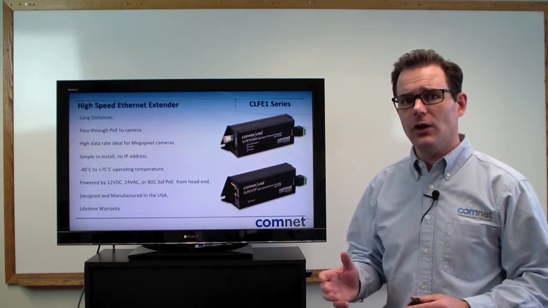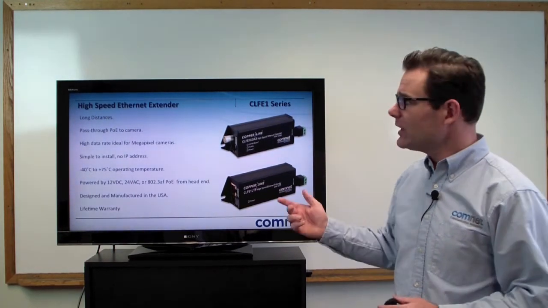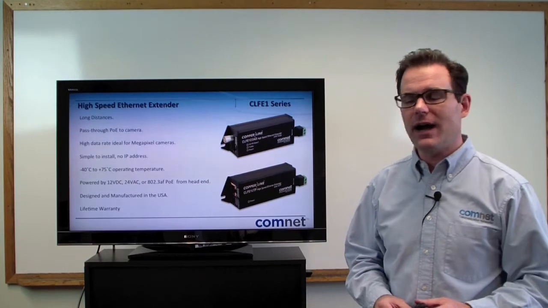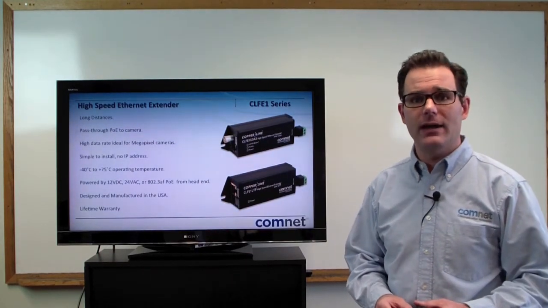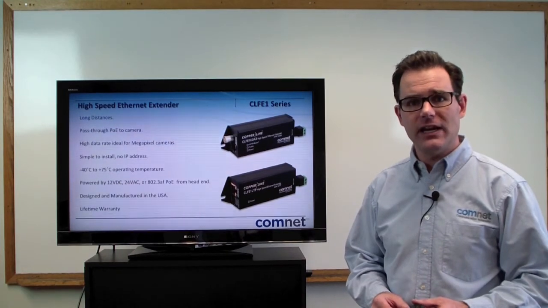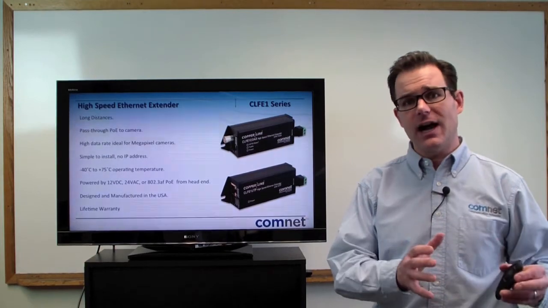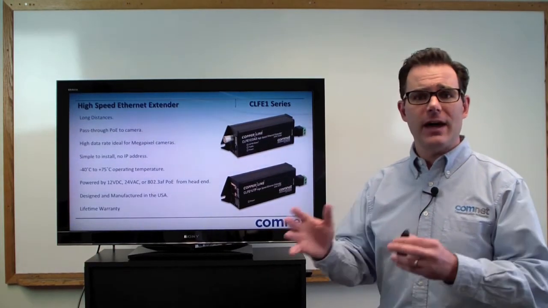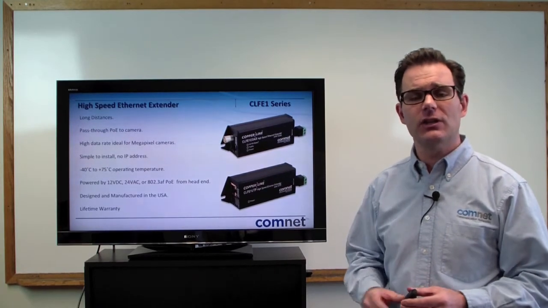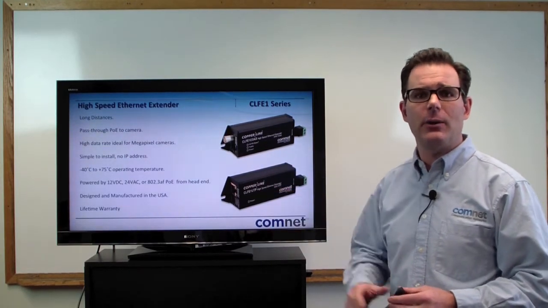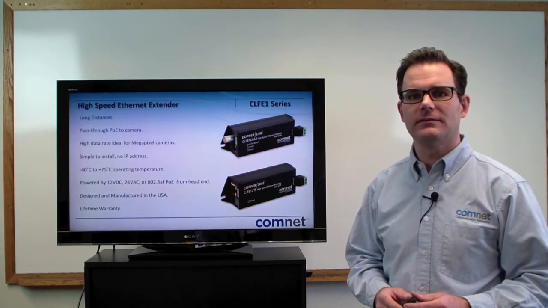They're simple to install. There's a couple of dip switches to set. There's no IP address or anything like that. They're fully hardened, minus 40 degrees up to 75. They carry a lifetime warranty. And again, these can be powered 3 different ways: 12 volts DC, 24 volts AC, or the pass-through PoE. This gives you flexibility during the design and implementation stage, as well as down the road if you switch out any of those new IP cameras for something else and the power scheme changes. You maintain that unit, and you're able to power it differently. These are designed and made in the USA.